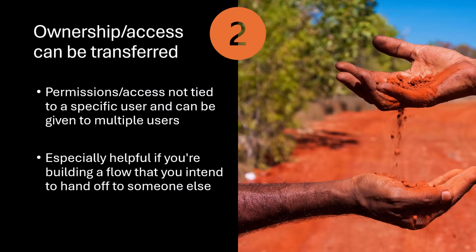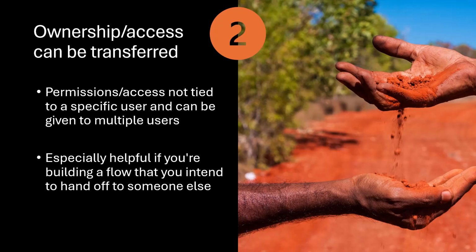Number two, ownership and access can be shared and transferred. A shared mailbox by definition is a mailbox that multiple people can have access to at the same time, meaning you can also transfer that ownership as people change. So when job roles change or people join or leave your organization, you can assign the permissions to that mailbox accordingly.